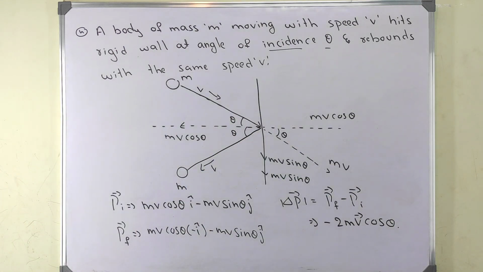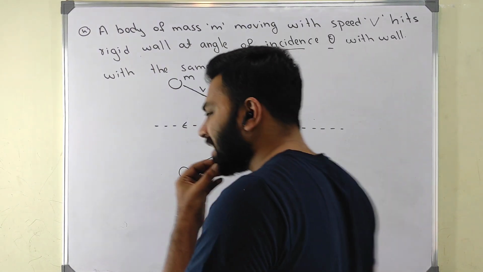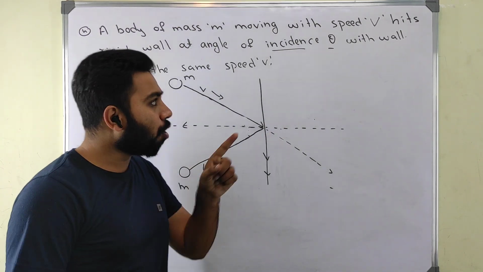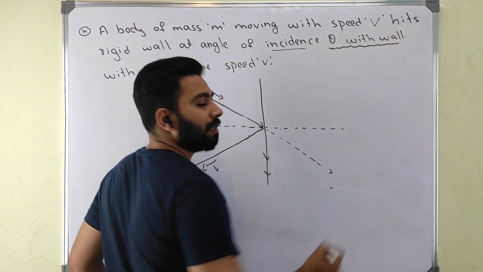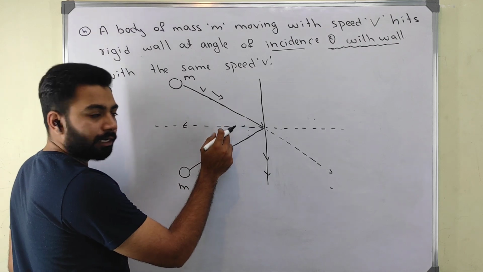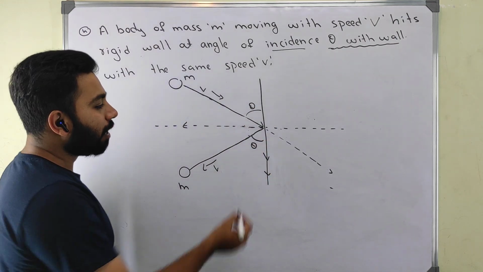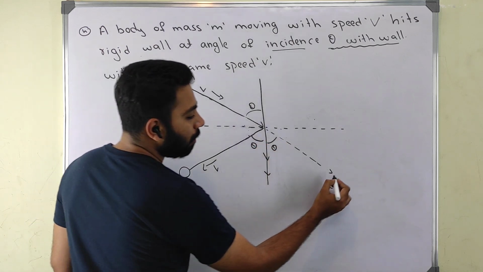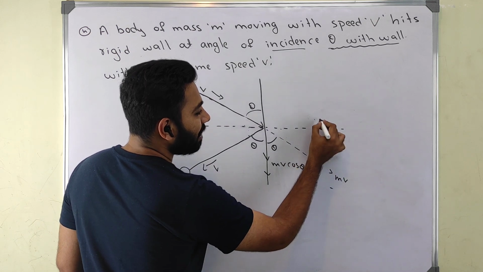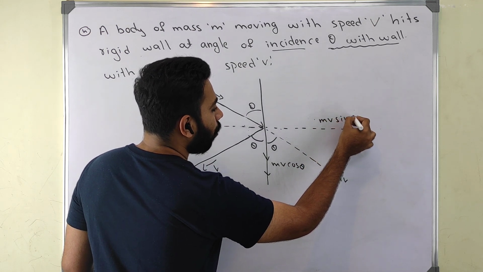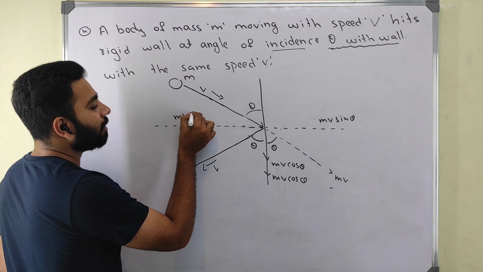Okay, write down fast. See this case, this is exactly the same as the previous one, just a small thing. If you focus here, they are saying the angle theta is made with the wall. Last time we took angle theta with the normal, now we need to take angle theta here and here. If I take angle theta here, I get mv cos theta on this side and mv sin theta on this side. Here also the same: mv cos theta this side and mv sin theta this side.